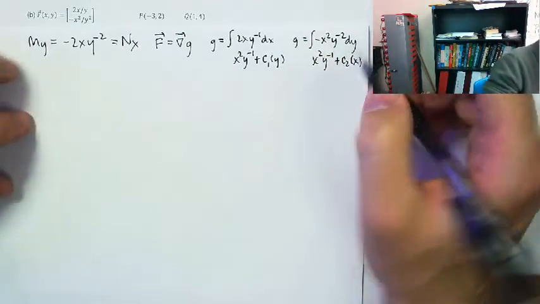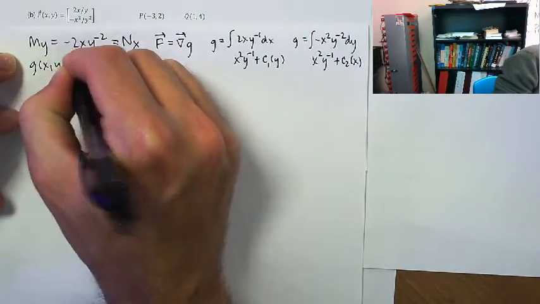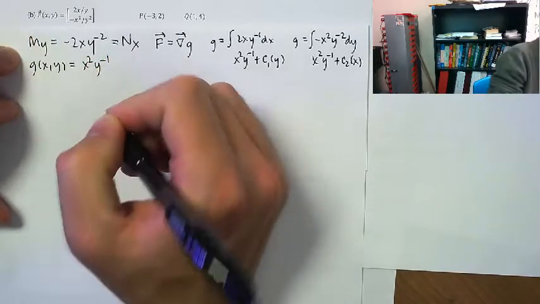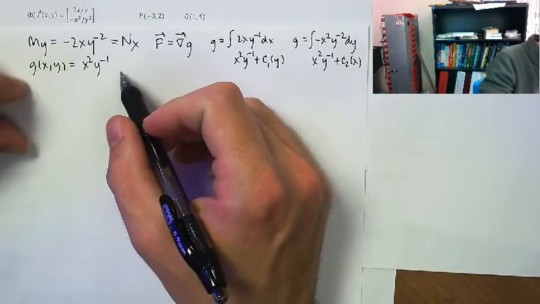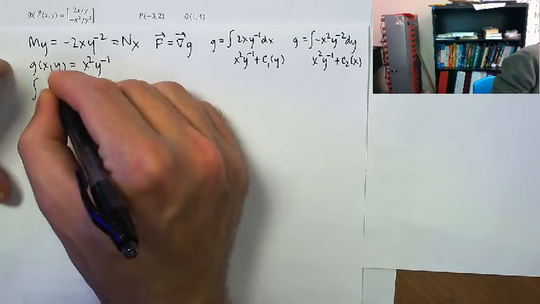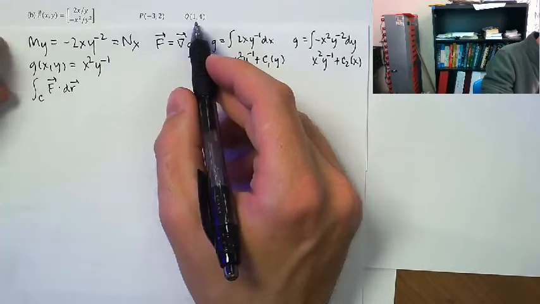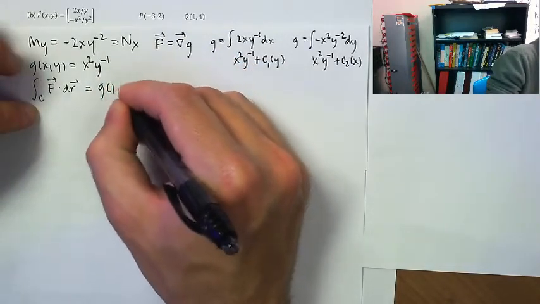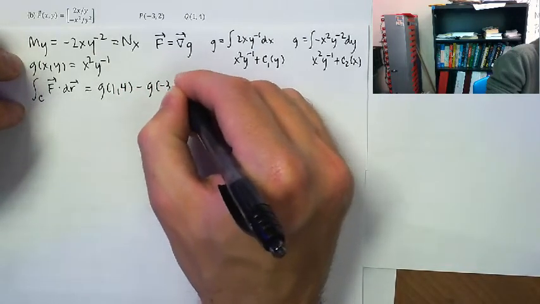So I'm going to say that my potential function is going to be x squared y to the negative 1. And plus some constant, which I'm going to assume is 0. Okay? Meaning that the work done, which is the integral of f dotted with dr over that curve C that starts at negative 3, 2 and ends at 1, 4, well, that's going to be g of 1 and 4 minus g of negative 3 and 2.